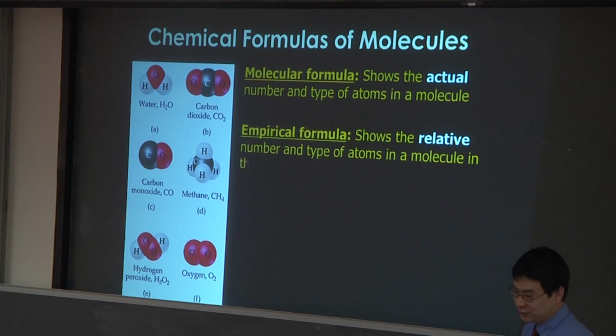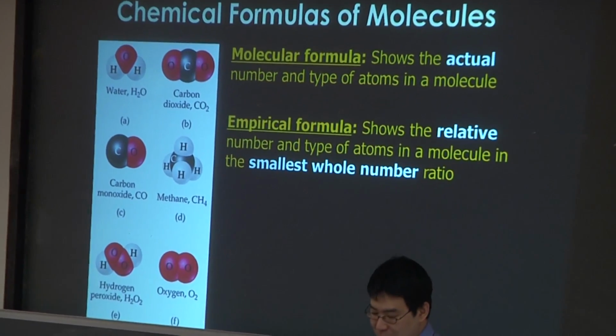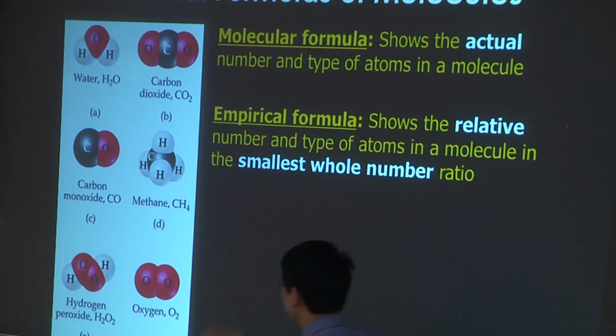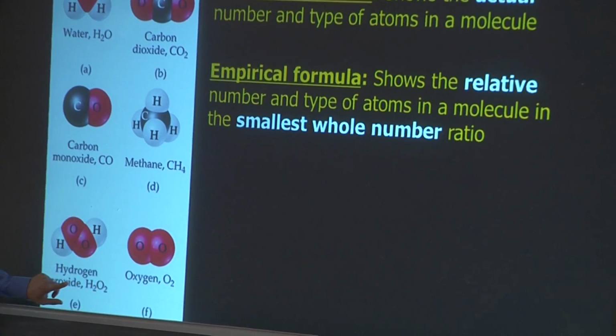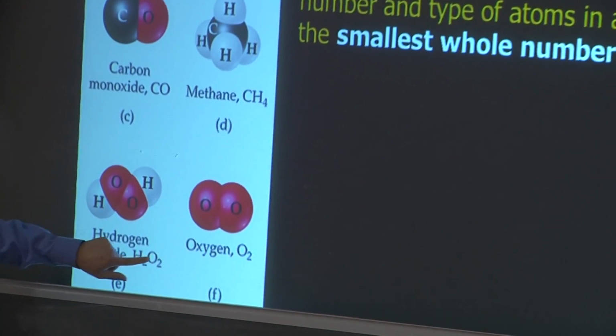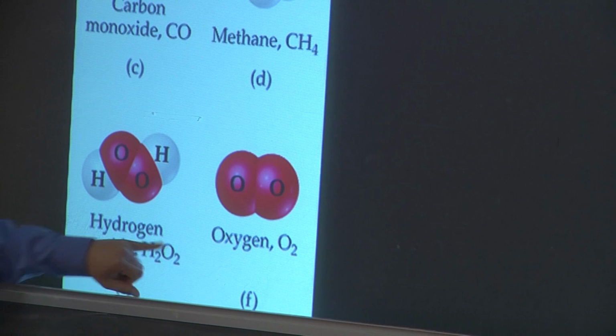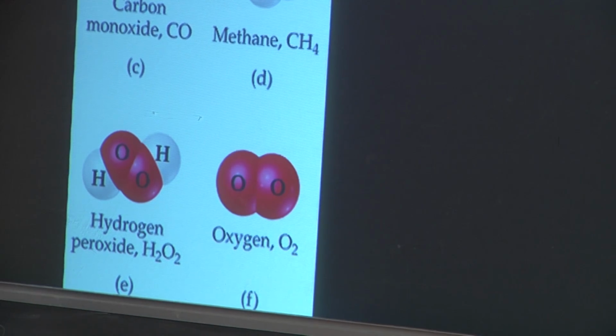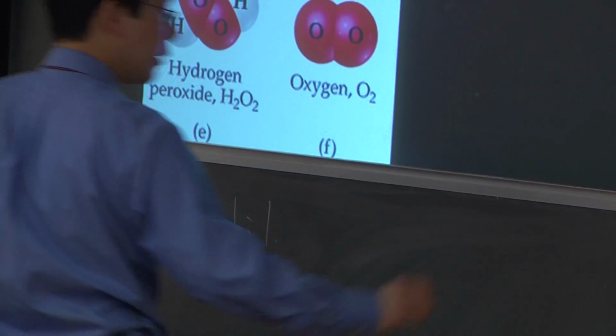The empirical formula is another type of formula that shows the relative number and type of atoms in a molecule in the smallest whole number ratio. The relative, instead of the actual, number and type of atoms. So H2O2, if we take a ratio of the hydrogen to the oxygen, well, it's 2 hydrogens to 2 oxygens, right? And so that would be 2 to 2. But is that the smallest or most reduced way to write that ratio? No, it's not. What is the most reduced way to write that ratio? It's 1 to 1.